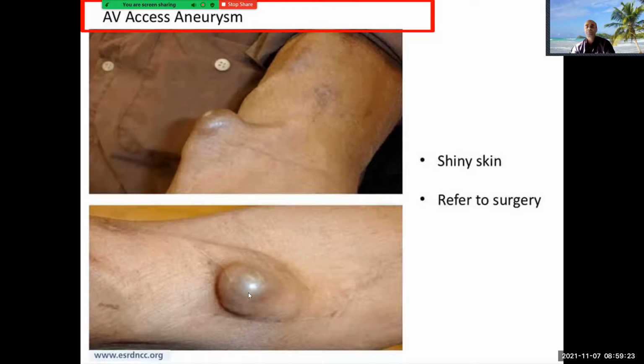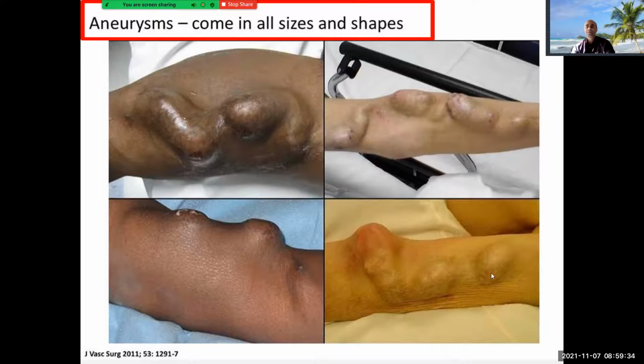Shiny, refer to surgery. If I see this fistula with hypopigmentation here and shiny here, refer to surgery for repair, please. And this one has multiple aneurysms of all sizes and shapes. I think that picture is better referred to surgery.